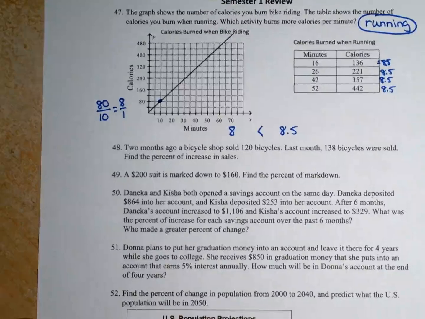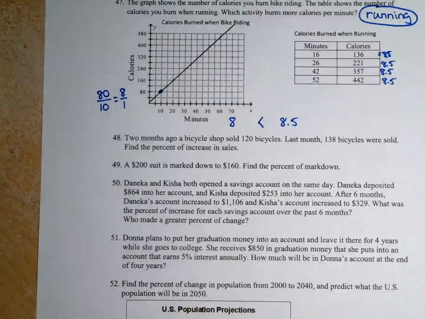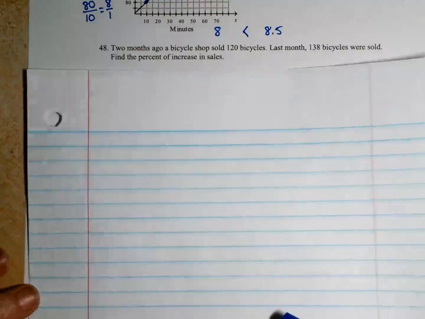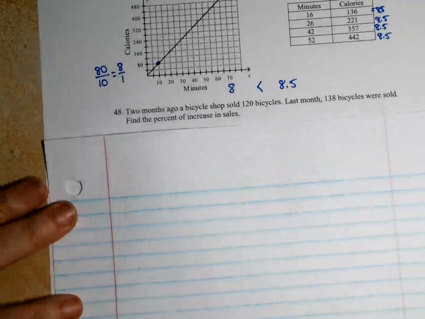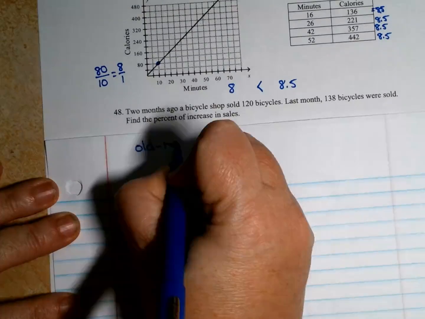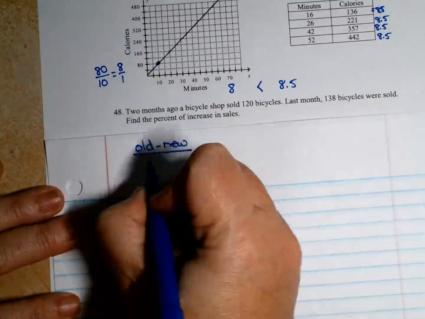All right, 48. 2 months ago, a bicycle shop sold 120 bicycles. Last month, 138 bicycles were sold. Find the percent increase of sales. Remember our thing for percent of change? You take the old and the new and subtract the two. Put it over the original. Make a fraction. So we're going to take the old minus the new, put it over the original.